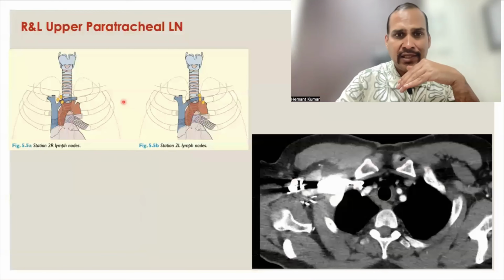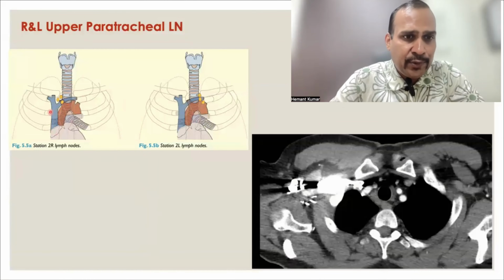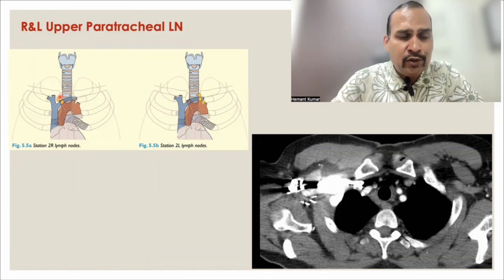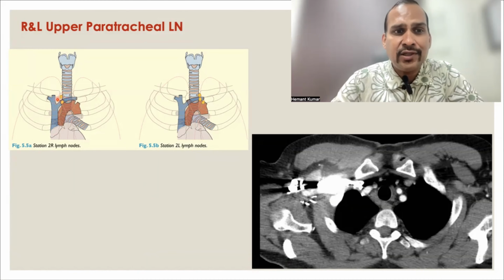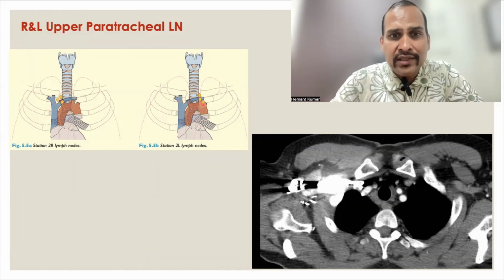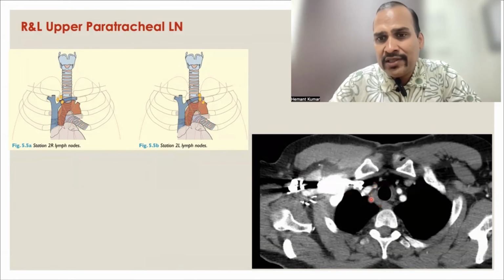This is upper paratracheal lymph node. So in this diagram you can see this is the brachiocephalic vein. At the brachiocephalic vein and above the brachiocephalic vein is 2R, and 2L is up to the upper border of the aortic arch.